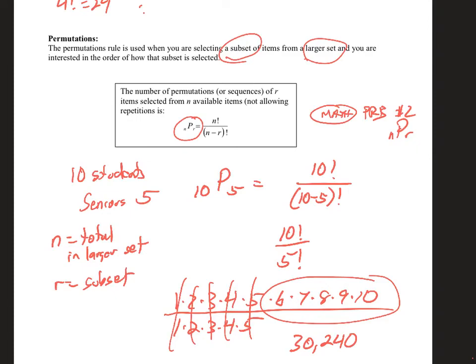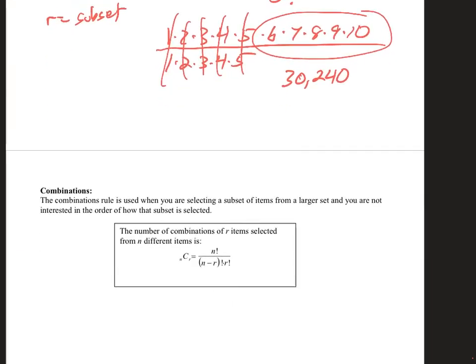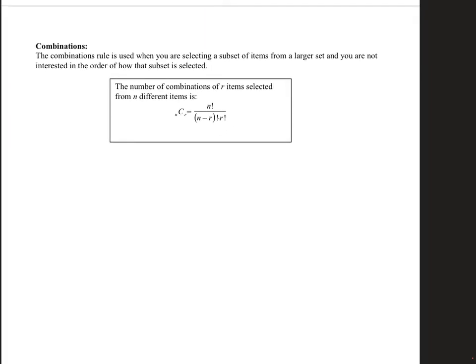Now, the last rule that I'm going to teach you is the combinations rule. You can see it looks very similar to the permutations rule, except it's got a little extra division in there. That's because the order of how you choose them doesn't matter. So if you just wanted to find how many ways you could choose 5 out of 10, where the order doesn't matter. Let's say on a menu there were 10 appetizers and you were there with a group of your friends, and your friends were like, hey, why don't you just choose the appetizers?